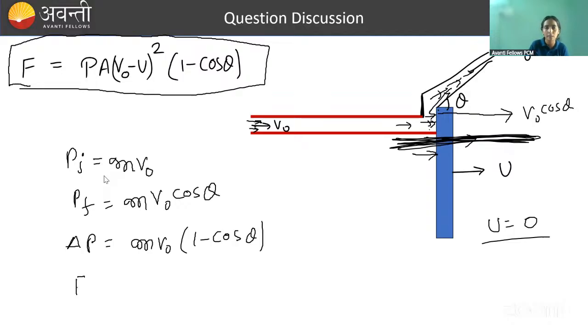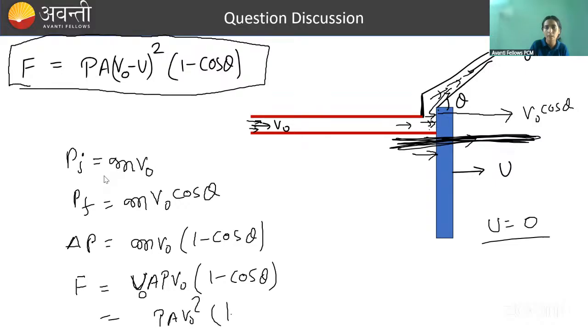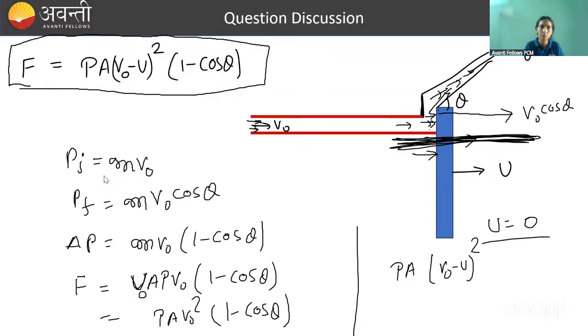What is the force acting? Force acting you will write as dp by dt, dm by dt. dm by dt is how much? u is how much? Speed v naught, that is, v naught a rho into v naught 1 minus cos theta. So what we are getting? We are getting rho a v naught square 1 minus cos theta. And when this is moving with a speed u, you will be writing simply rho a v naught, relative velocity of water jet with respect to the surface or plate upon which it is striking. So you will write here v naught minus u whole square rho a, am I missing something, this into 1 minus cos theta.